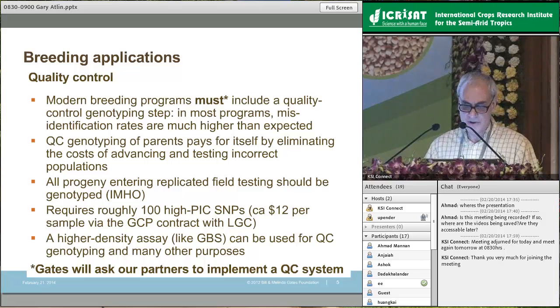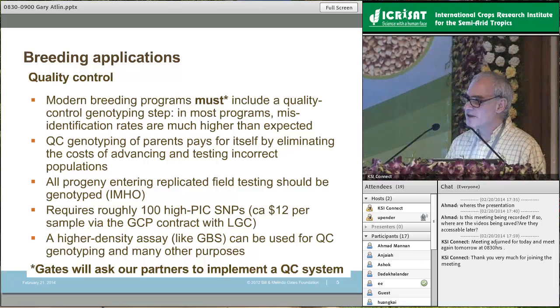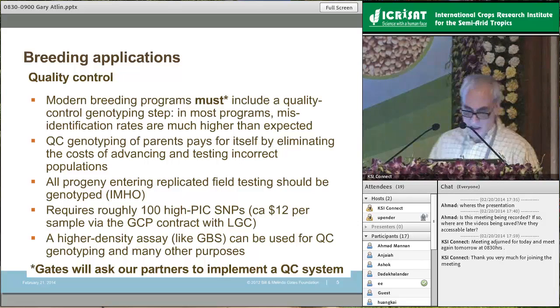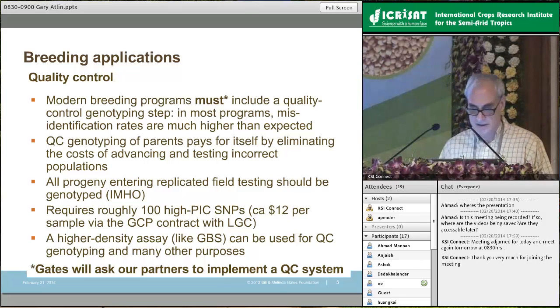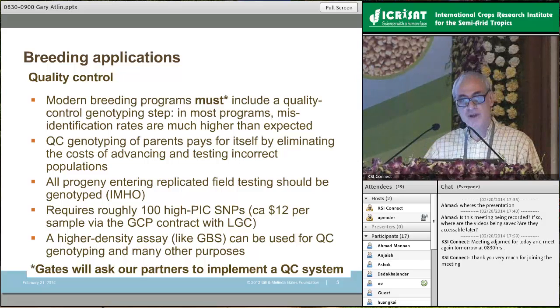This requires roughly 100 high information content SNPs, which as uniplex assays from LGC would cost about $12 per sample. And this is really converging on what you could get for the same amount of money, but with at least 100 times the marker density with GBS, which can be used for many purposes other than quality control.